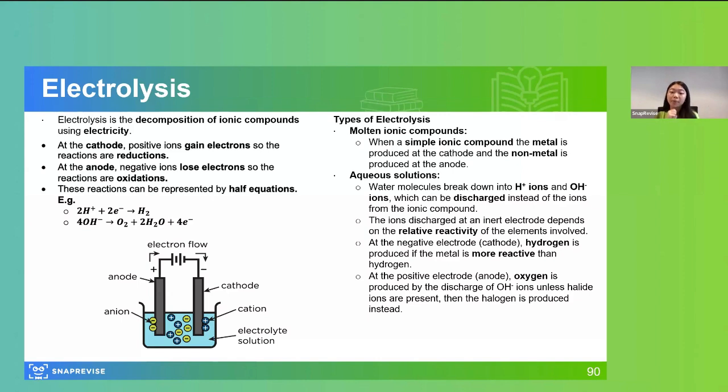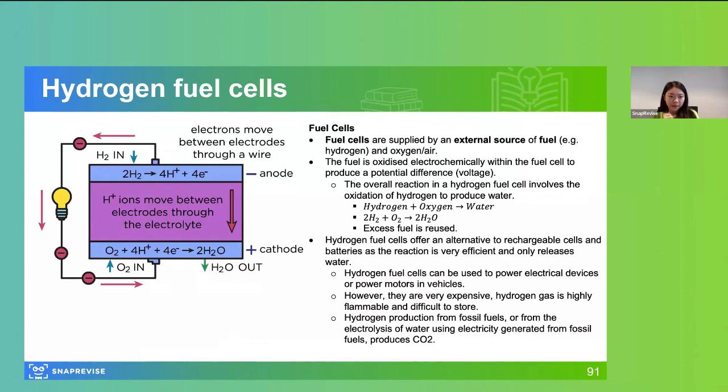In aqueous solutions, because water breaks down to H+ and OH-, you're going to have different things. For the metal, if it's more reactive than hydrogen, hydrogen will be produced. At the non-metal, oxygen will be produced unless it is a halide ion. So anything in group 7. I hope that explained it more clearly.